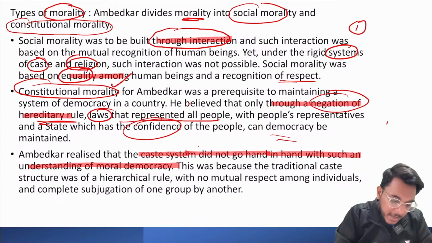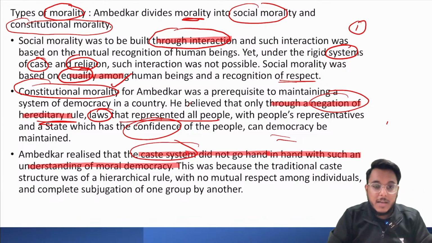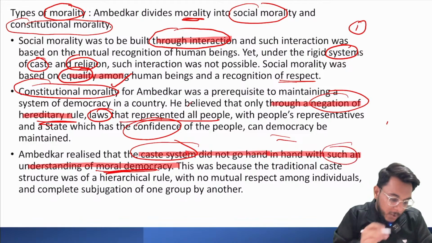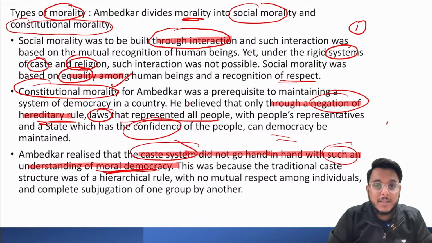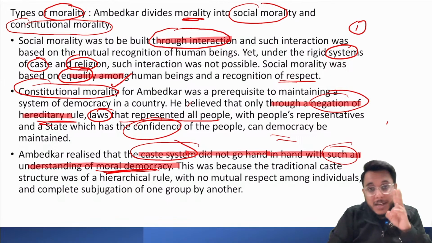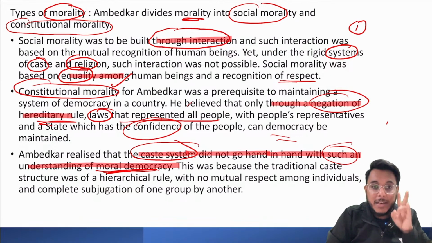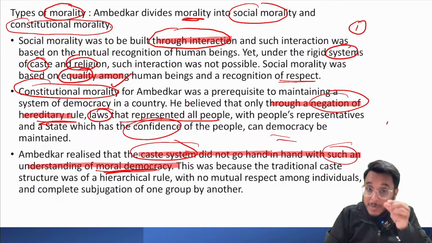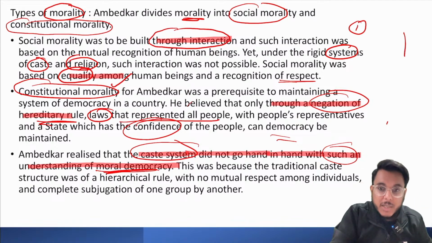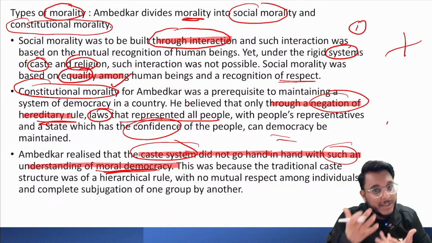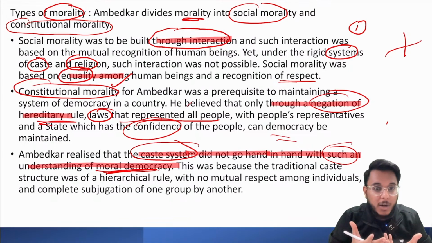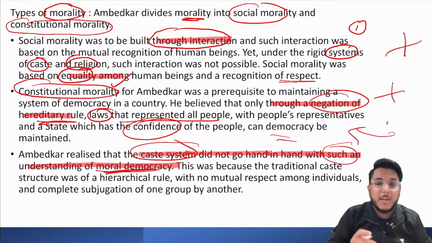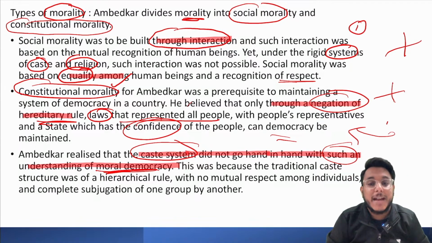Dr. B.R. Ambedkar also realized that the caste system doesn't go hand in hand with moral democracy. Why? Because in moral democracy, two moralities are needed: social morality and constitutional morality. But as long as the caste system is there, social morality cannot come, because mutual interaction and equality will not be there. Moreover, as long as caste is there, constitutional morality also cannot come. Why? Because what are the constitutional ideals?